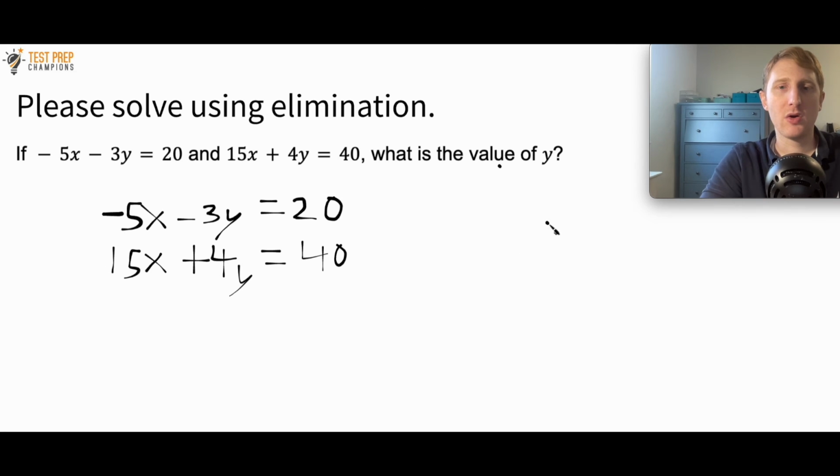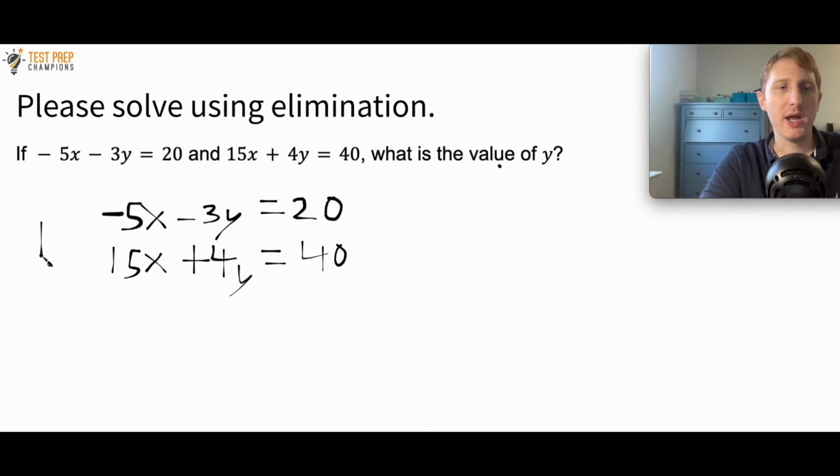There are two different ways that we could approach this using the elimination method. We could either set it up so that the x's cancel when we add the equations, or set it up so that the y's cancel when we add the equations. Since we're asked what is the value of y here, I think it's easier to start by making a change so that the x's will cancel out when we add the equations. That's what I'm going to show you, but note that if you set it up so that the y's cancel out, you'll still get the correct answer. It just might take a little bit longer.